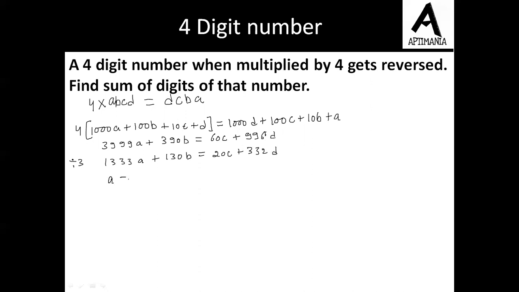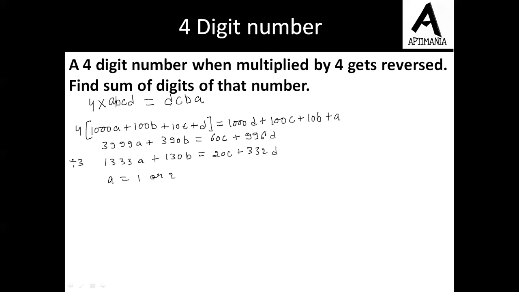Now the value of A can be either 1 or 2 only. Why not more than 2? Because suppose the value of A is some number which is 3000 something. Now to multiply this number 3000 something by 4, we'll get a 5-digit number. It will become 12,000 something, right? So the value of A can be either 1 or 2, since the resultant is a 4-digit number only. From here we can say that the value of A cannot be more than 2.